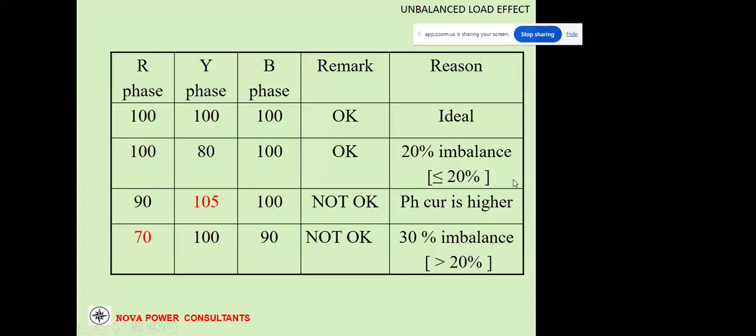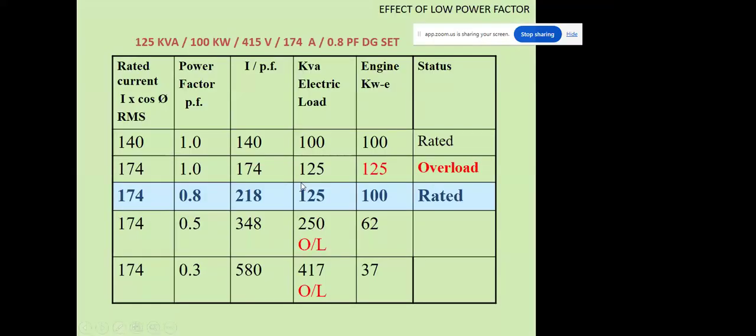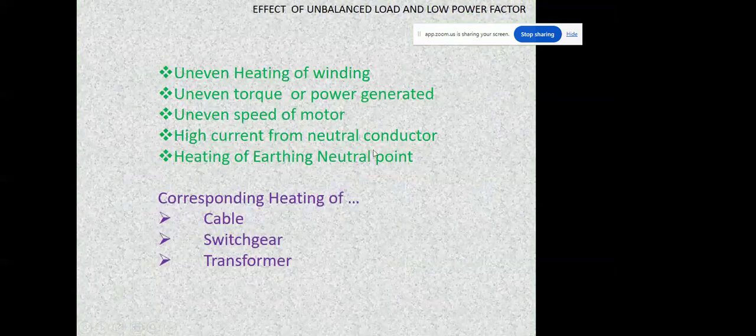Now there are some other considerations. The effect of the unbalanced load. If the unbalance is higher than 20%, then there will be much more heating. I will not go very deep into this. What happens in short? The effect of unbalanced load and low power factor is uneven heating of the winding.